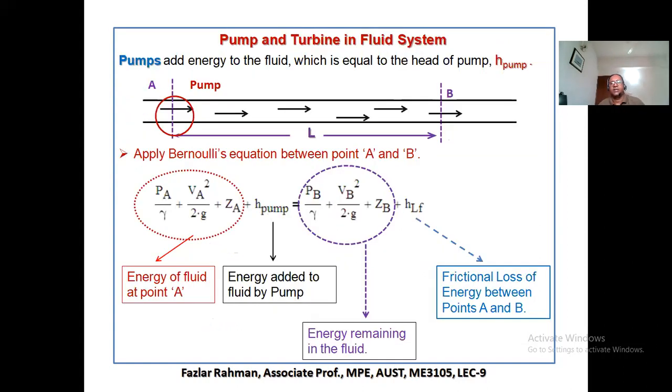This one we already discussed. There is a pump over here. Fluid is leaving. Then what will be the energy of the fluid right after point B? So this much energy, the energy of the fluid at point A, and the pump energy added to the fluid, H pump. With these two energies, the fluid is heading toward point B, but on the road there will be frictional loss. This much, and this much energy is remaining in the fluid. Just refresh your mind again.